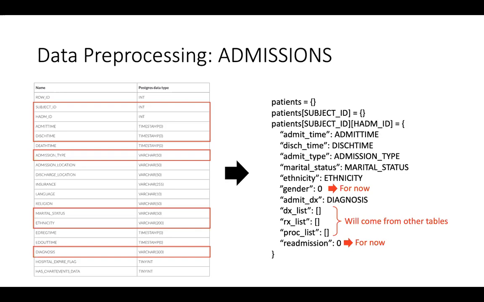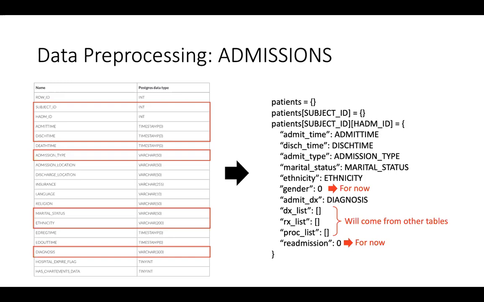So some are strings, some are categorical, some are binary, some are numeric. It is basically a very heterogeneous, multimodal data set. And as I said, for now, the gender is set to a default value, 0.